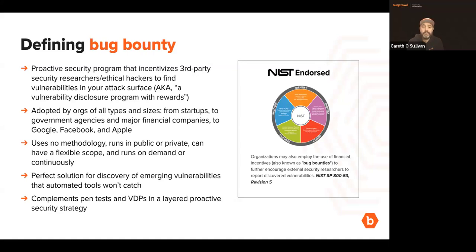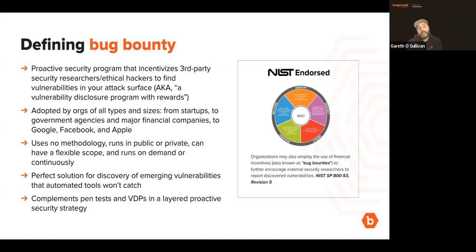We've seen a wide range of adoption across all sorts of organizations of all different types and sizes. We run programs for startups who maybe are not all that mature along the security testing journey. We work with major financial companies, do a lot with different government agencies around the world as well, to some of the big hyperscale players like Google, Facebook, and Apple as well. It doesn't matter how big you are. All types and sizes of organizations can benefit from a bug bounty program.